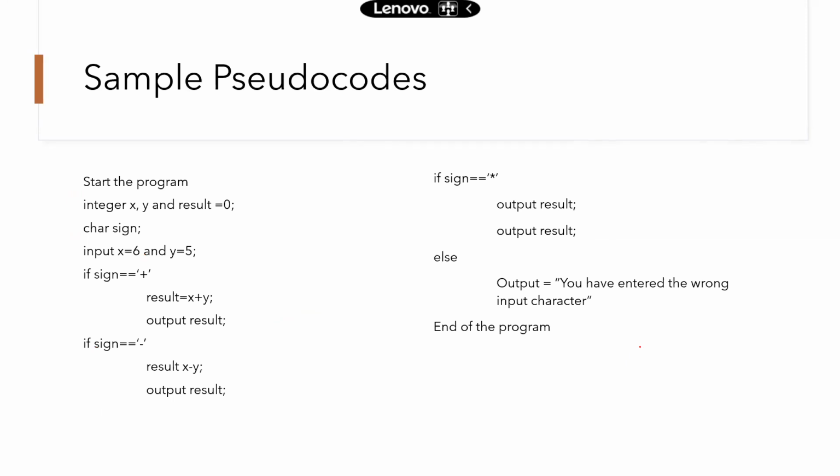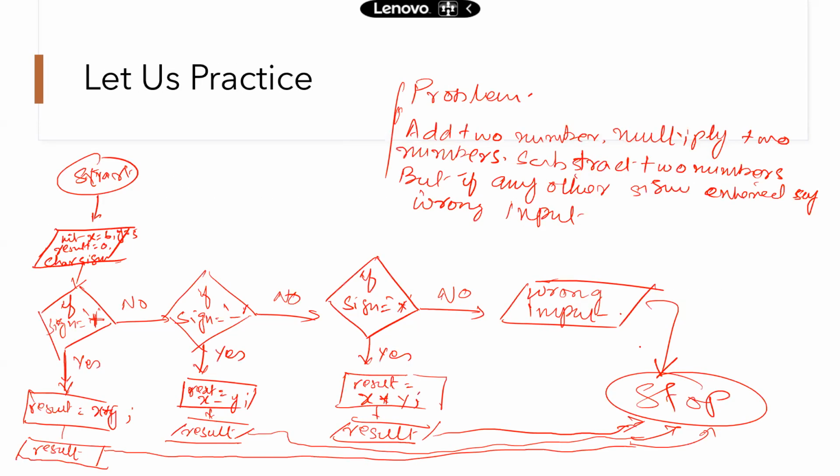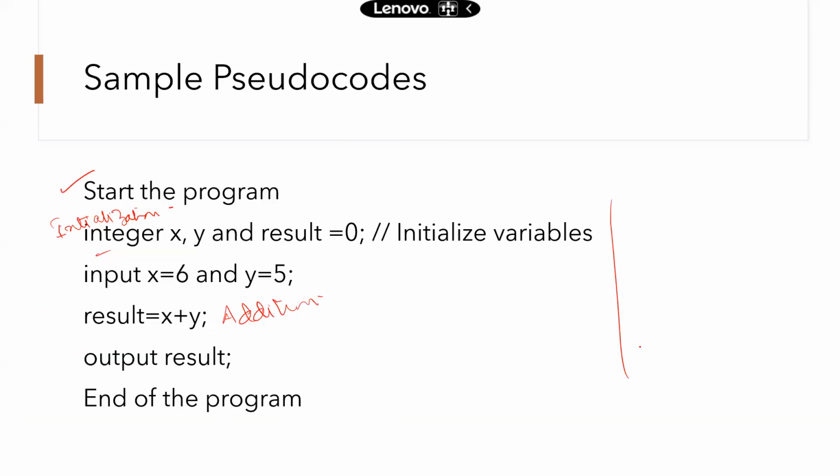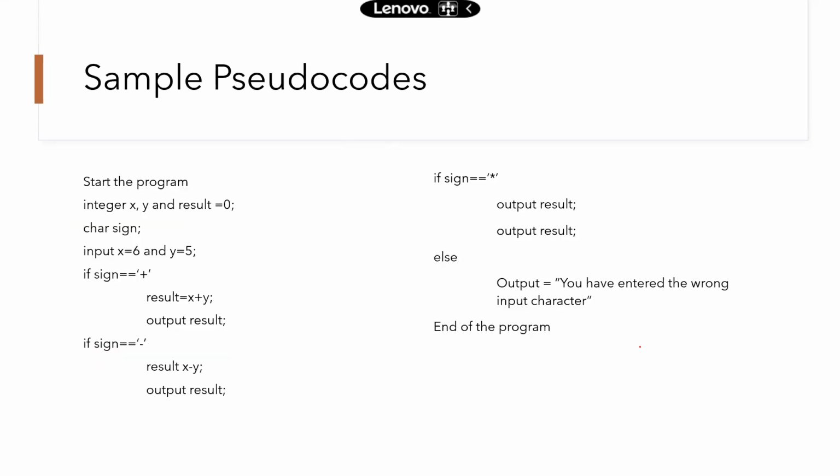Then similarly over here, this is another example of the last flowchart that we had developed. This flowchart, to be very precise. So just keep that flowchart in your mind, or draw it on your paper, so that the pseudocode makes sense. Initially, we start our program. Then we initialize X, Y, and the result equal to 0, and then a character sign. Then we take input of X equal to 6 and Y equal to 5. One thing that I forgot over here is that we also take an input of sign. Okay, so we input the sign.